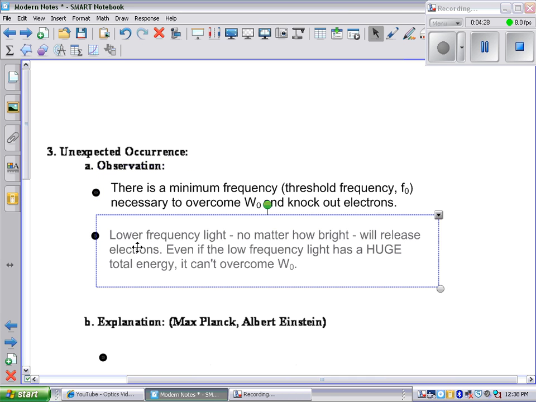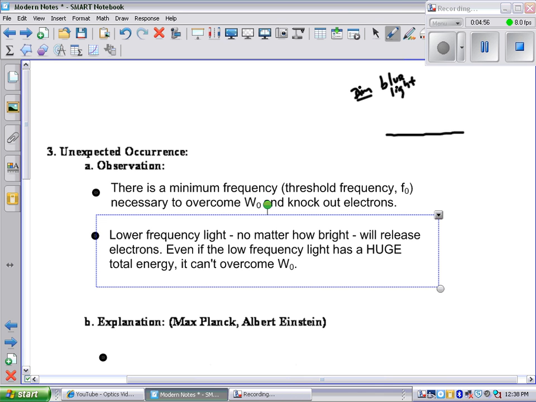But the second part didn't make sense. Lower frequency light, no matter how bright, will not release electrons. Even if the low frequency light has a huge total energy, it can't overcome the work function. So I'm going to kind of make a sketch of that over here. All right, I have my surface, okay, and I'll have, say, very dim blue light.